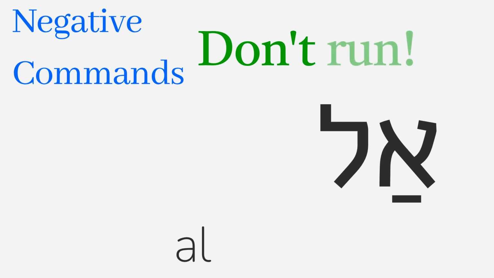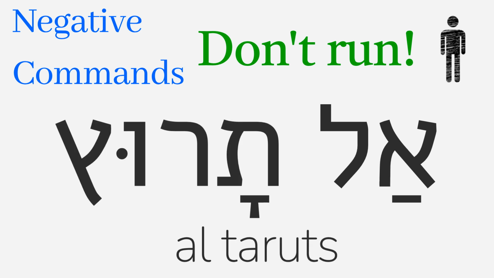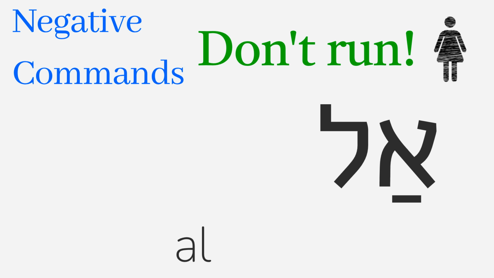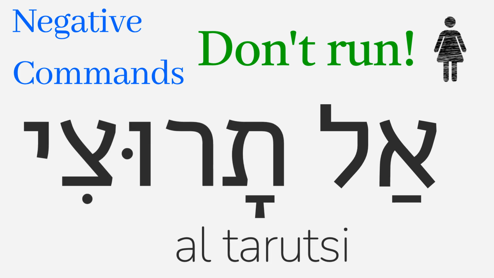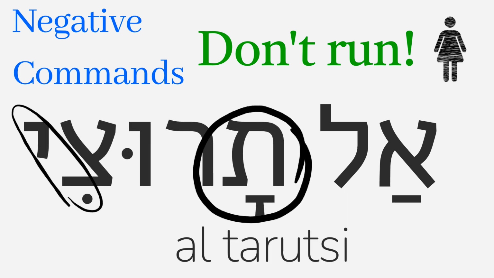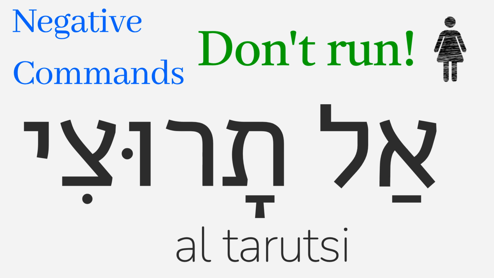So to say don't run, speaking to a man, we say al, and instead of the imperative rutz, we will use the ata, you masculine singular, form of the future tense, which is tarutz, with the tav prefix. Al tarutz, don't run. To order a woman, don't run, we use the at, you feminine singular, form of the future tense, tarutsi, with the tav prefix and i ending. Al tarutsi, don't run, feminine singular.